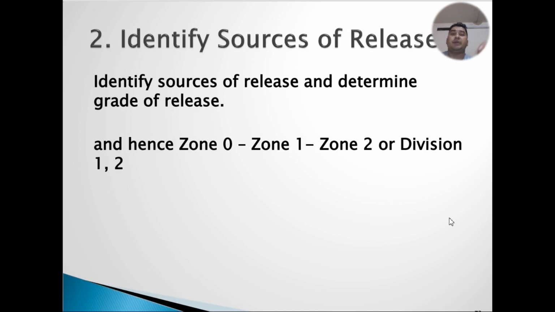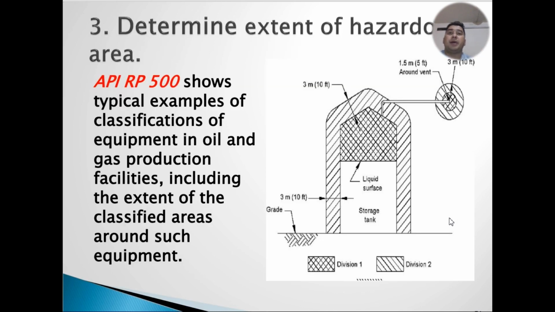Once you identify that, identify the source of releases, how these vapors or gases or any material can release into the atmosphere. Identify the source of release and determine the grade of release, and hence Zone 0, 1, 2 or Division 1, 2 can be decided. Now determine the extent of the hazardous area. API RP 500 shows typical examples of classifications of equipment in oil and gas production facilities, including the extent of the classified areas around such equipment. So you can determine the extent of the hazardous area.